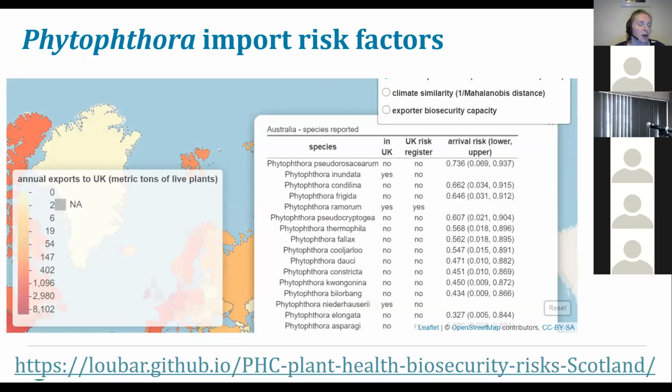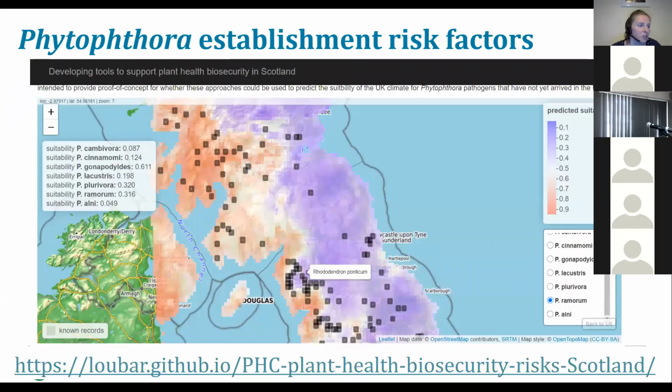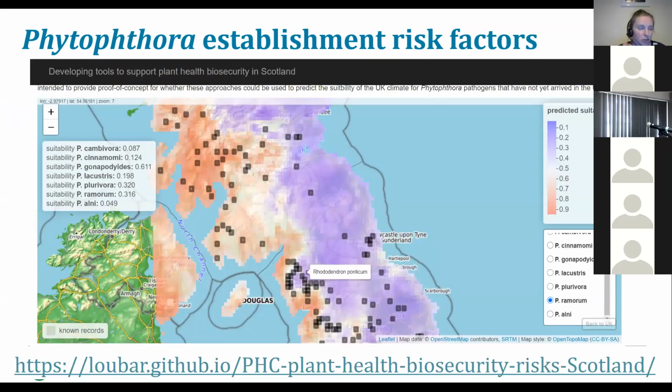For the species that aren't already present in the UK, it will give you an estimate of arrival risk for each species. And that's based on the thermal tolerance traits we included in our trade models. And then we can also explore the outputs of the niche models and view the climate similarity for different Phytophthora species across the UK. And you can toggle between suitability for different species using the button on the right, and then zoom in to see local site level suitability.